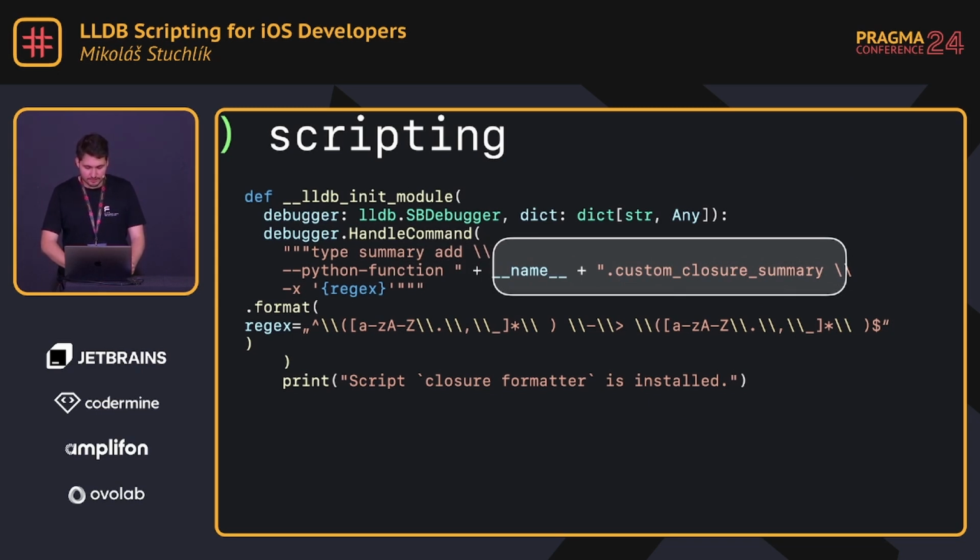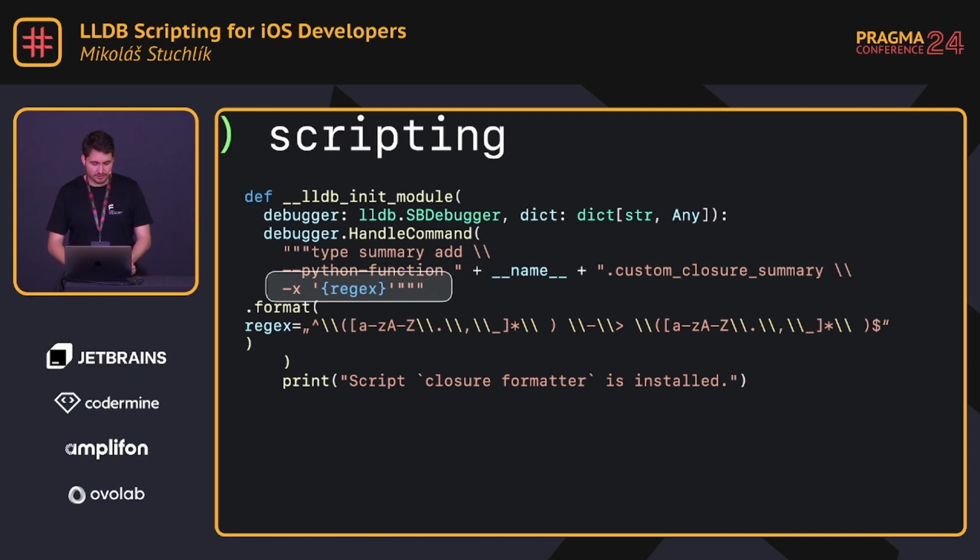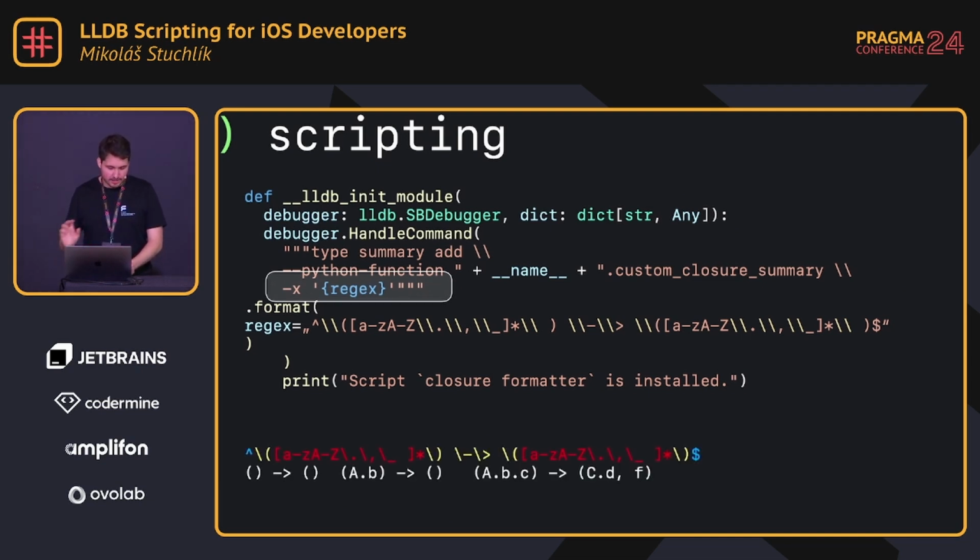The function is referred to as the name of the Python file appended with a dot and the name of the function. But the most important thing is the last argument. We tell LLDB that we want our formatter applied to all types conforming to a provided regular expression. For better clarity, I have divided the regular expression using colors. The blue part specifies that we need the whole match. The yellow part represents the parenthesis and arrow, which indicates a closure. The red part says that inside of the parentheses can occur any string of letters, spaces, dots, and commas.